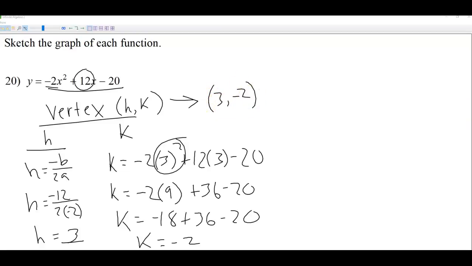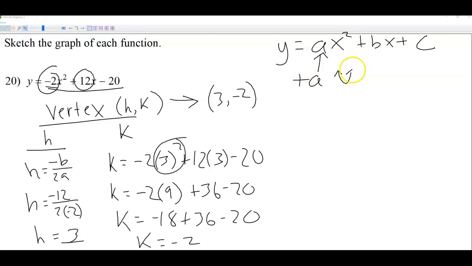The next thing that we need to do is look at the a value. That's the number in the front. On a quadratic equation, the a value tells you a couple of things, but I think all we really need to pay attention to for these problems is if it's positive, that means you have a happy face parabola, and if it's negative, that means you have a sad face parabola. So for our problem here, it's negative, so I've got a sad face parabola. We now have enough information to graph it.